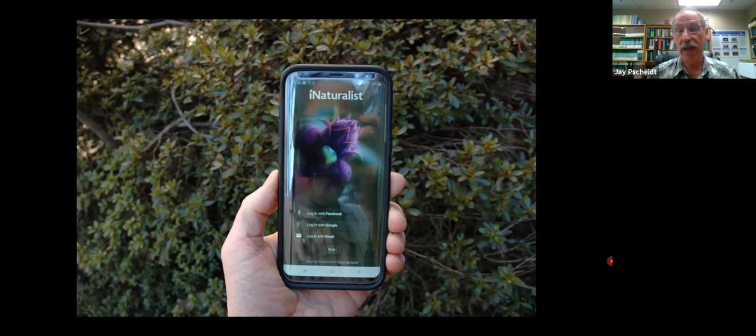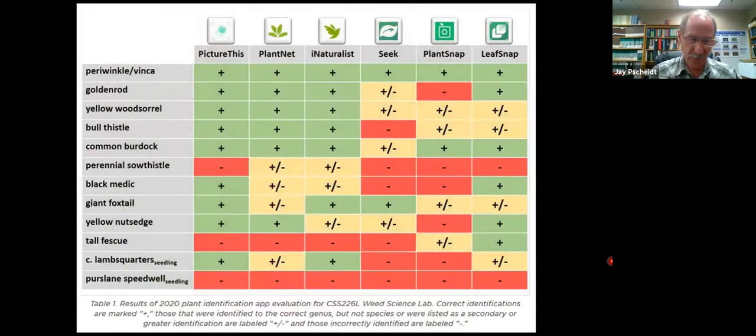There's more than iNaturalist out there. There's several of these, and I'm trying to move something out of the way here. We've got Picture This, Plant Net, Seek, Plant Snap, and Leaf Snap. All these different programs that you can download onto your phone and try to identify these plants themselves. And you can see there are positives and negatives. Some do very well, some don't do as well on these various things. And it may depend on the stage that plant is in, whether it's flowering or not, as to how well it works.